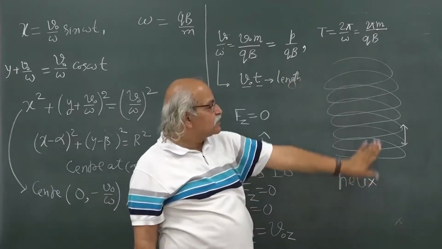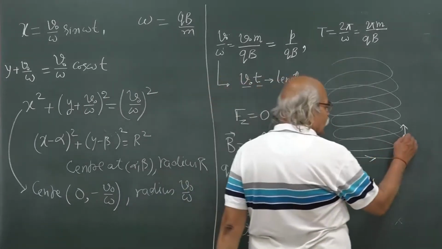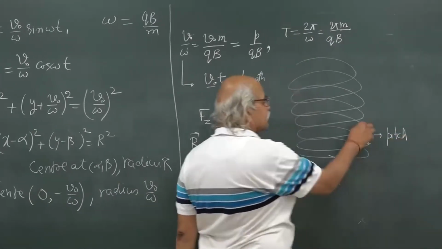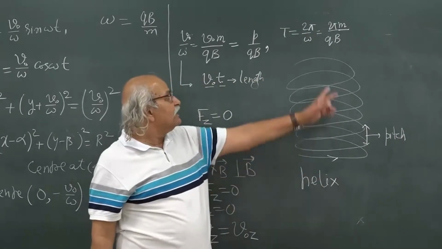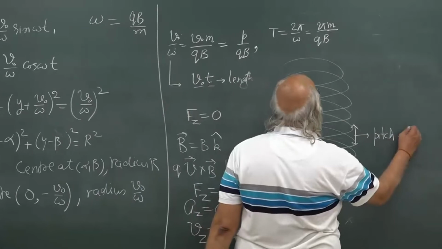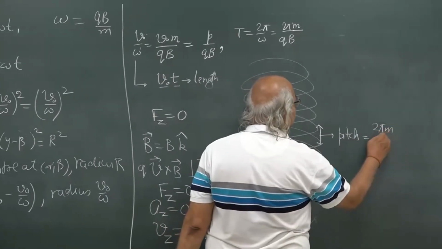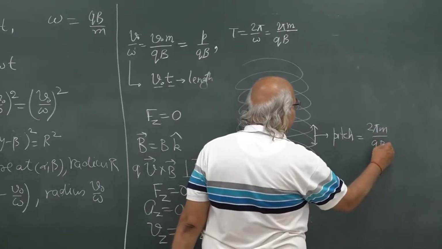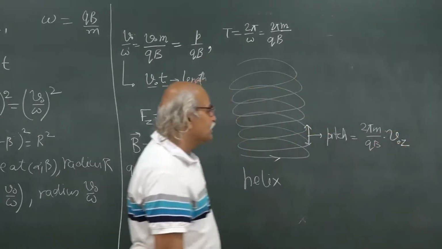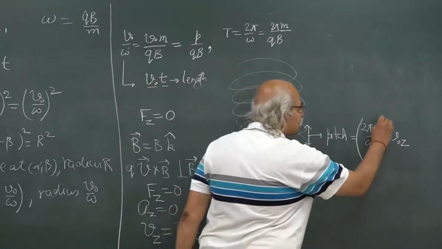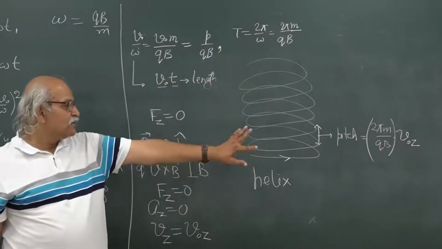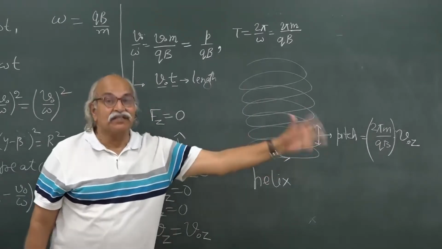And how much is the displacement in z direction? How much will be this pitch? It is the distance covered in z direction in this much time. So this will be equal to 2 pi m by qB times v naught z. So this is the time, and this is that velocity, and you multiply, you get length, and that is this pitch.